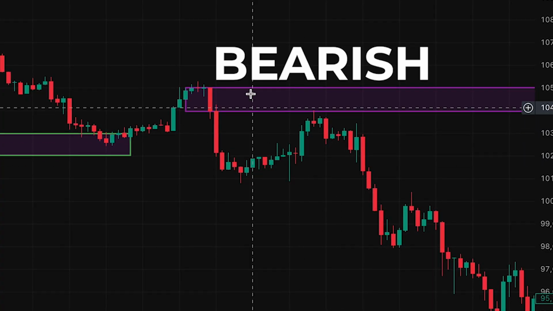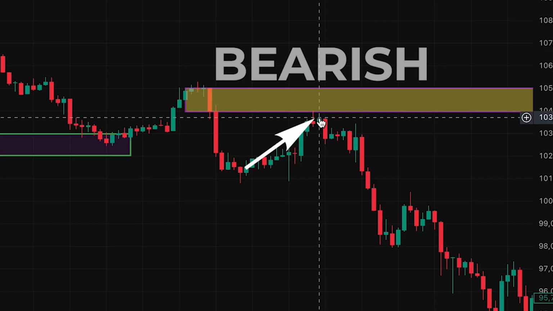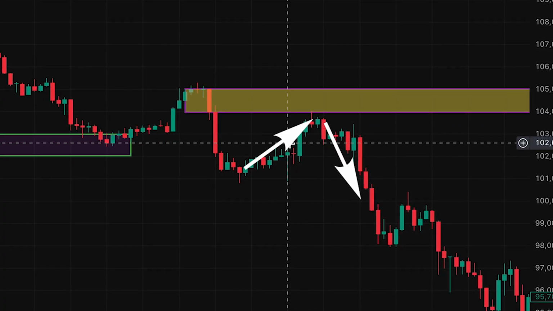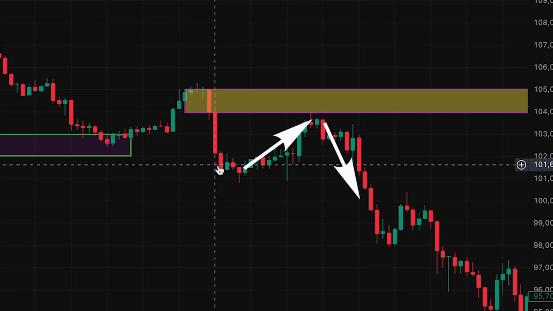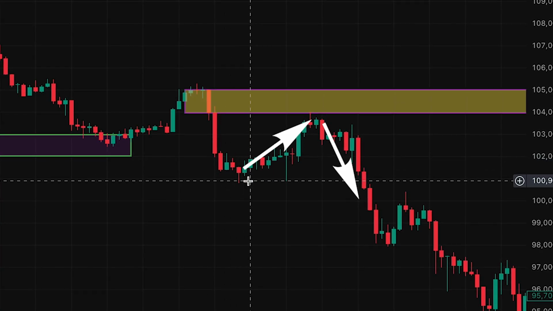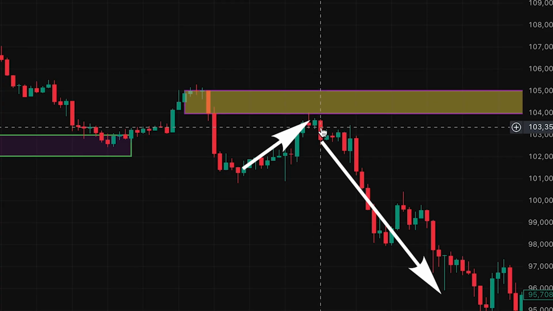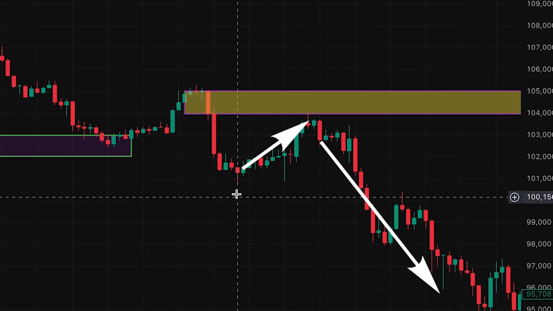And that means you can assume that when the price returns to this zone, it will react again, because unfilled orders or interest from major players remain there. If the price returns to an order block area, it often bounces off it and continues in the direction of the trend. That's why many professionals use these zones to enter trades with minimal risk.